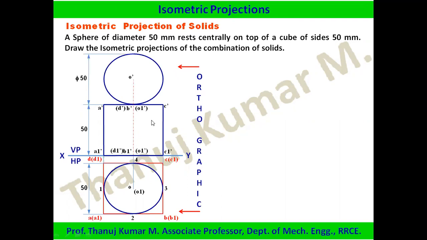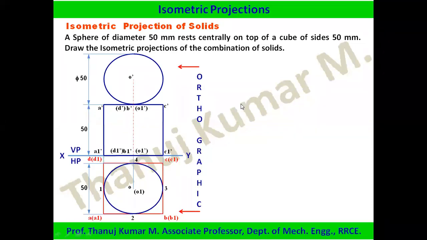Okay, this is the combination. See where exactly what is placed. On top of the cube the sphere is placed. It is not that the cube is placed on the sphere; it is on top of the cube that the sphere is placed. That is very important. That is how we need to locate it. So you are locating the cube first and then on top of it you are drawing the sphere. This is how we draw the orthographic view.